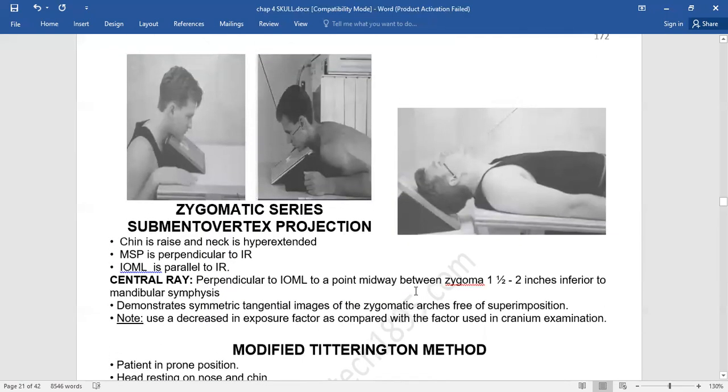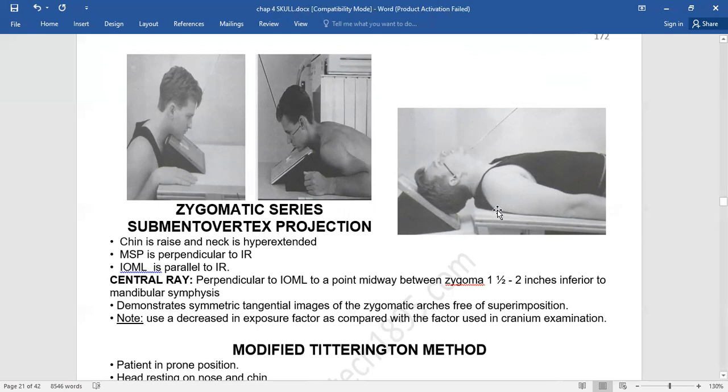Ayan siya. Next is zygomatic series or the submentovertex projection. So again, the same position ng SMV na sinabi natin kanina dun sa skull. So yan yung position ng SMV. So position the MSP perpendicular to IR and IOML is parallel to the IR. So central ray perpendicular to IOML to a point midway between zygoma, 1.5 to 2 inches inferior to the mandibular symphysis.